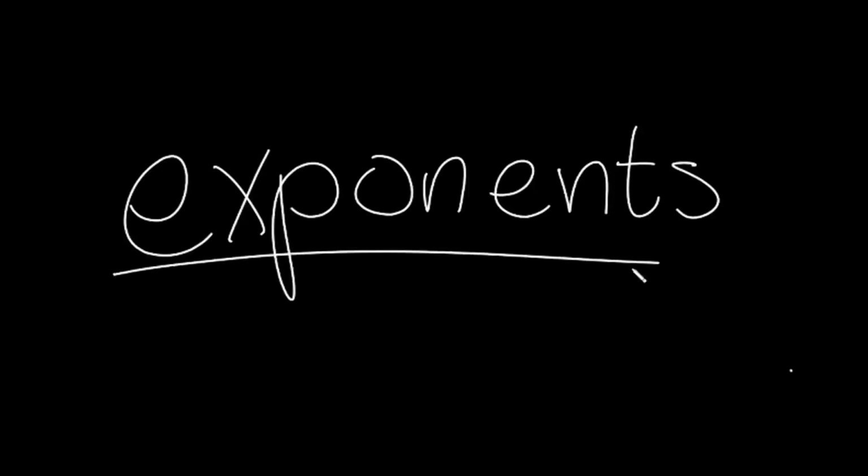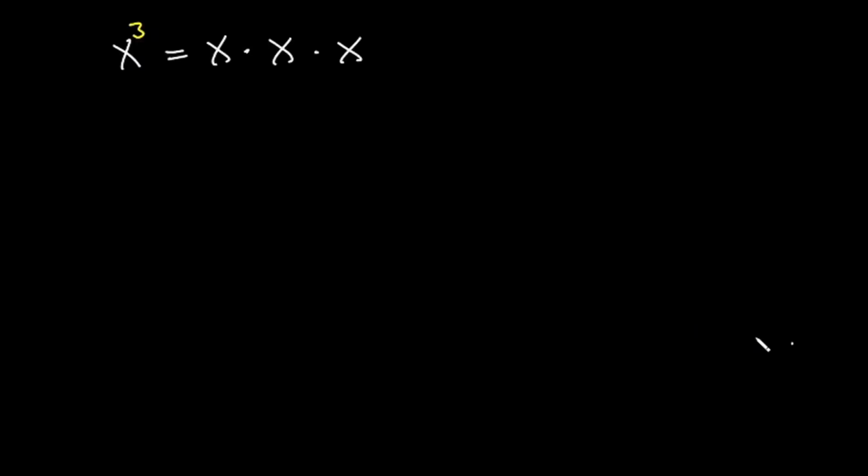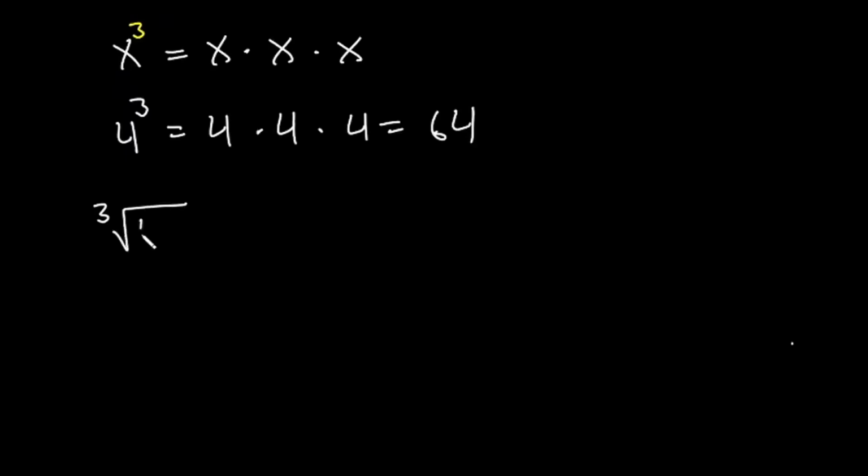Exponents. So an exponent basically means you multiply the base by itself that many times. So you have 4 to the third power, you multiply 4 times 4 times 4, which will equal 64. A root is the reverse of an exponent. So if you take the cubed root of 64, you would get 4, because you are reversing the exponent.